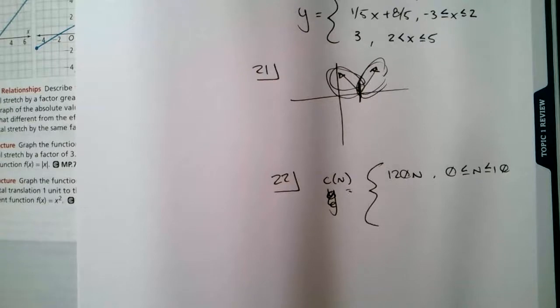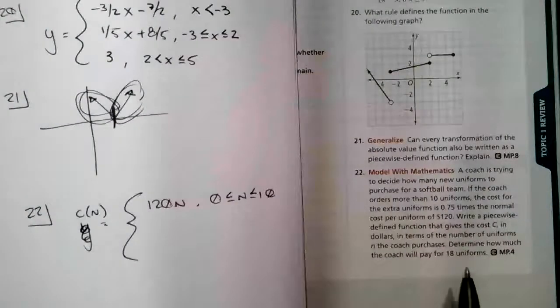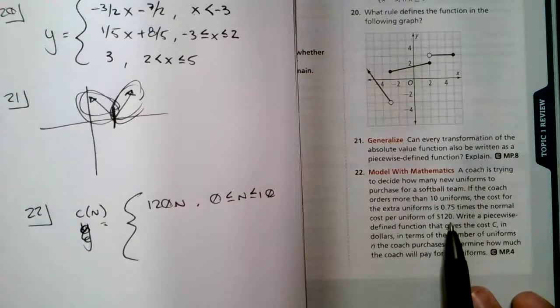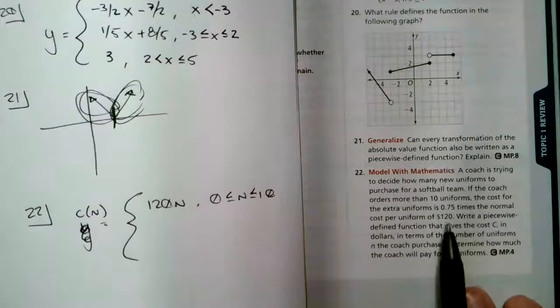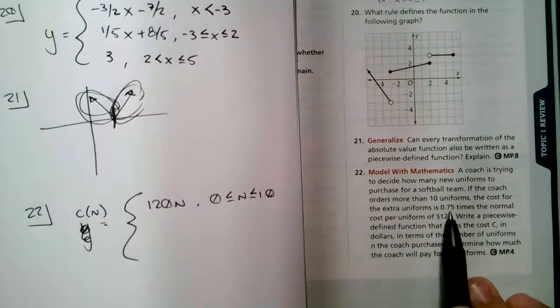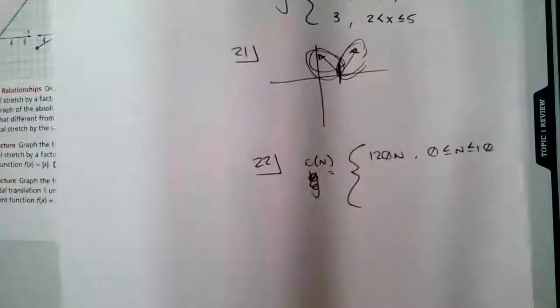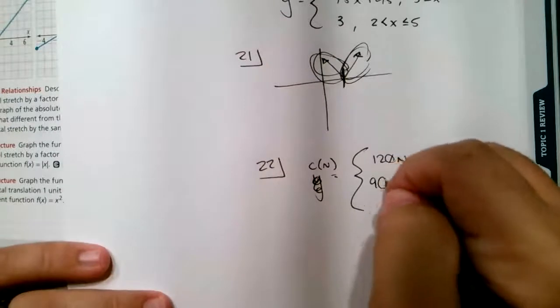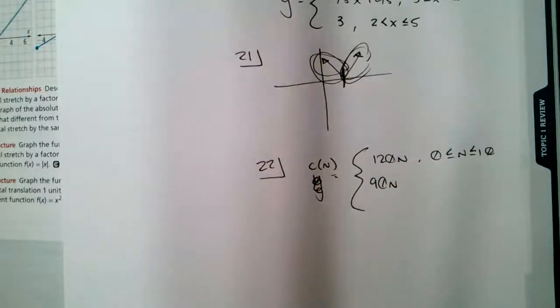If the coach purchases more than 10 uniforms. So you're going to pay this base price if you purchase 10 uniforms. So in this case, it's going to be from 0 all the way up to and including 10. You only get that discount if you order more than 10. Now is where the discount comes into play when you're ordering more than 10 uniforms.